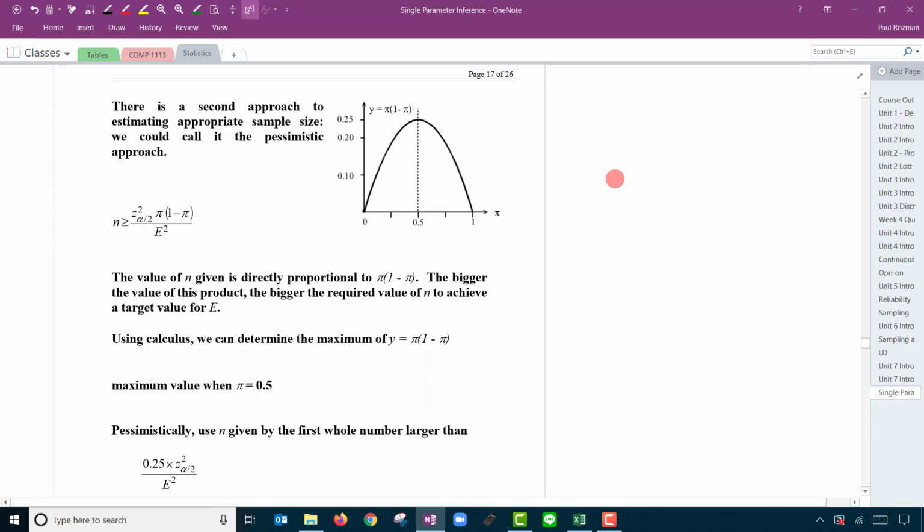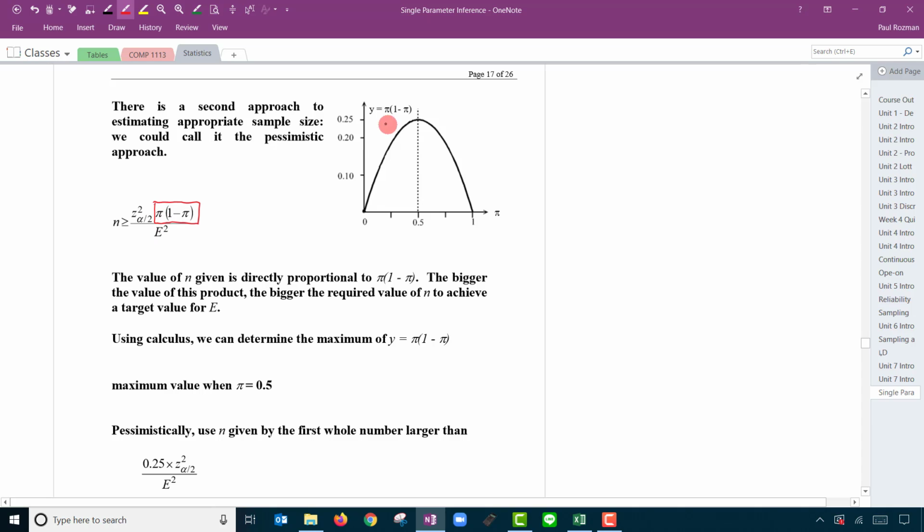I call it the pessimistic approach. Basically, I'm trying to find an estimate for pi times 1 minus pi. I want to put something in for that. Well, if I could replace that with the maximum it could ever achieve, then I'll always make sure that my sample size is large enough. So what is the largest thing that pi times 1 minus pi can ever be? And keep in mind that pi is a proportion, so it's between 0 and 1.